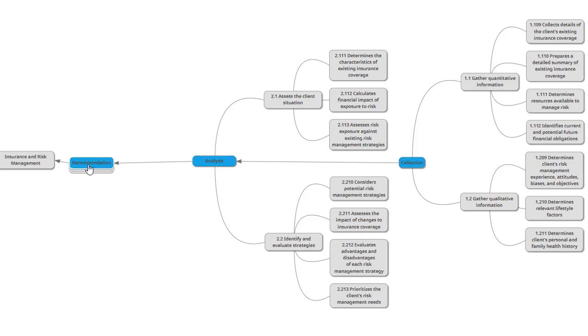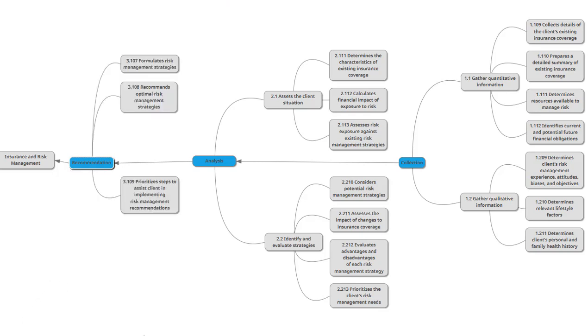So after doing the collection and analysis and all those steps and all those elements, we're finally getting down to the recommendation. And you can see there's 3 key elements here: formulates risk management strategies, recommends optimal risk management strategies, and finally prioritizes the steps to assist the client in implementing the risk management recommendations. And that's the key thing. If the financial planner is insurance licensed, they can assist the client directly in implementing risk management recommendations. If they are not licensed, then they're going to have to coordinate with a licensed professional using those teamwork and collaboration skills.